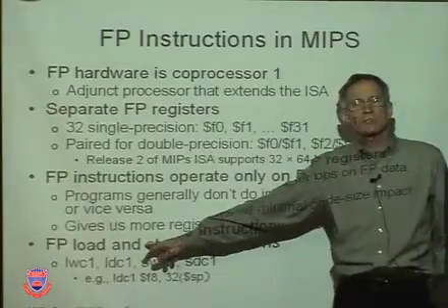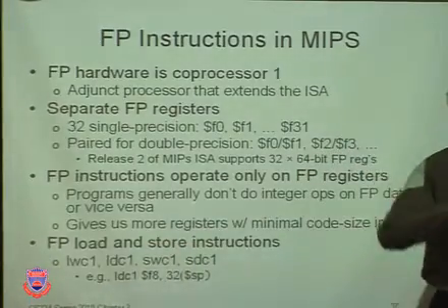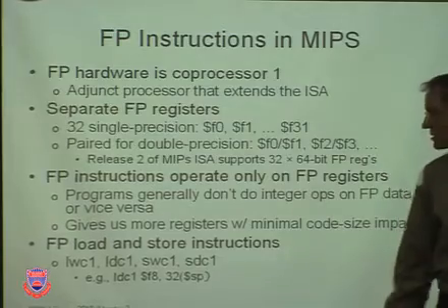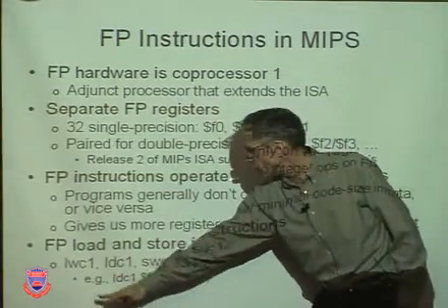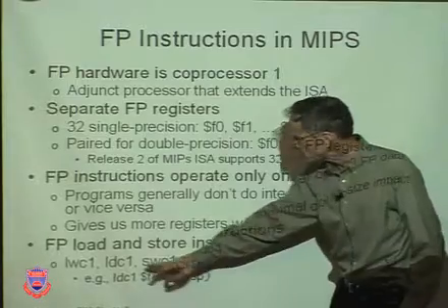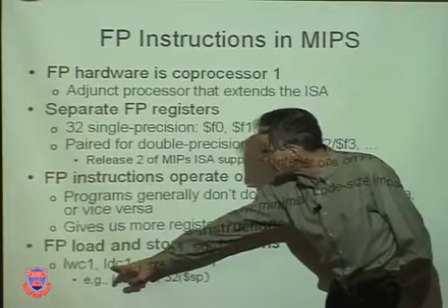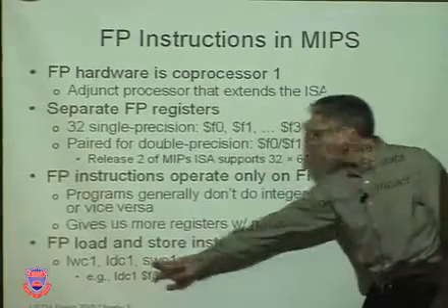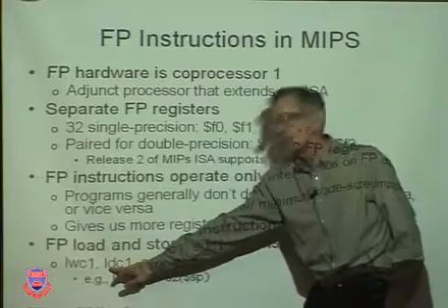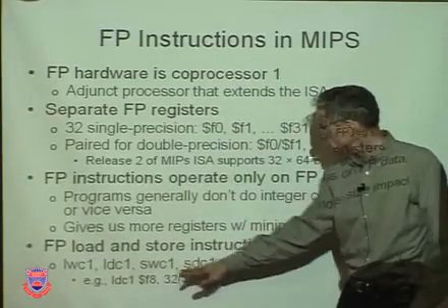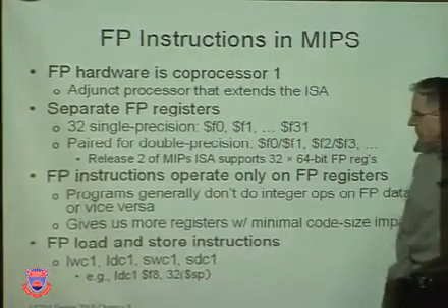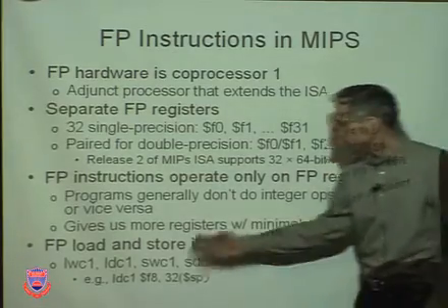Now, we have to do loads and stores for those registers, which are different than the loads and stores for the integer registers. So we come up with a load word into coprocessor 1, load, I forget, a double into coprocessor 1, store word from coprocessor 1, store a double from coprocessor 1. Okay? And so here would be an example.